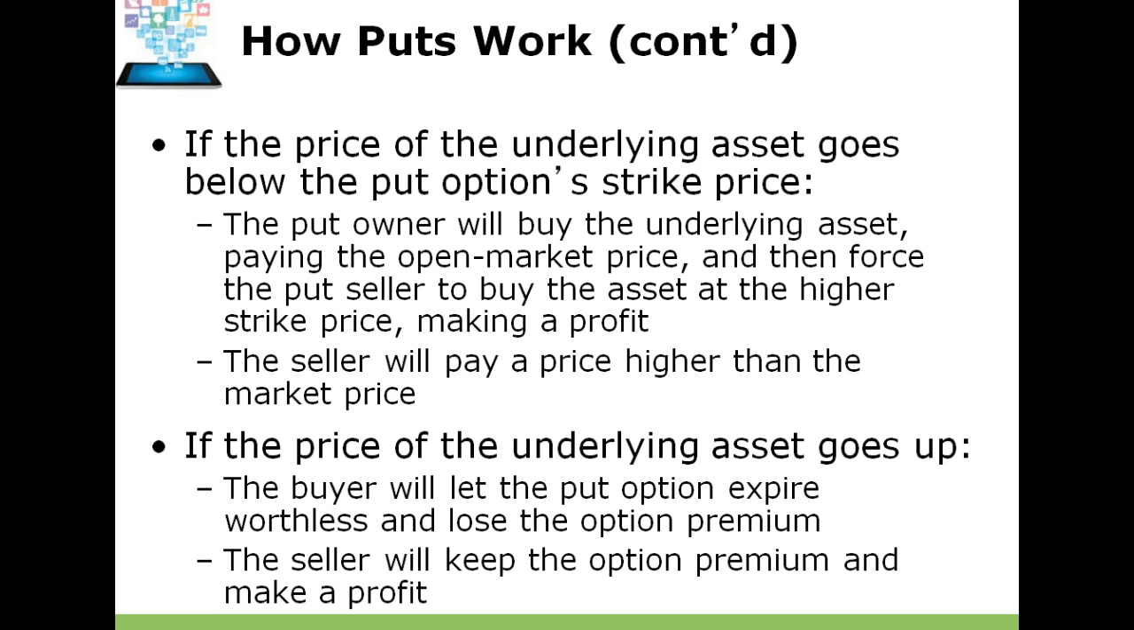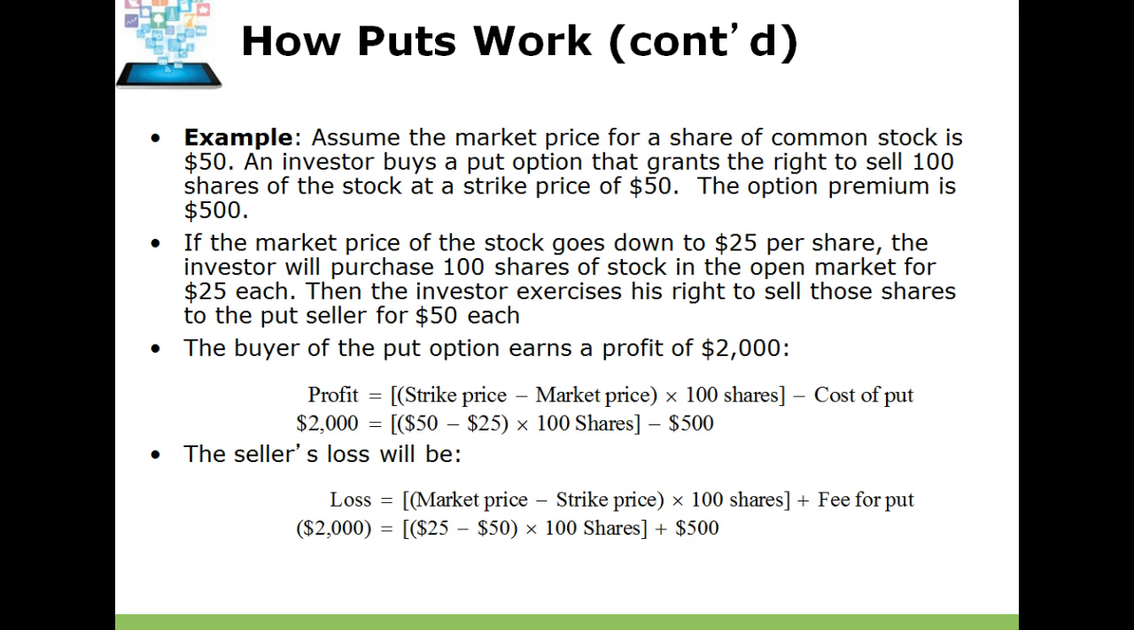If the price of the stock goes down below the strike price of the put option, the owner is going to want to exercise the contract, which enables him to sell the stock short and repurchase it. He can sell the stock at the strike price and repurchase it at the current price and make a profit. Now, if the stock price goes up, the buyer is just going to let that put contract expire because there's no value in it. So, here's a similar example.